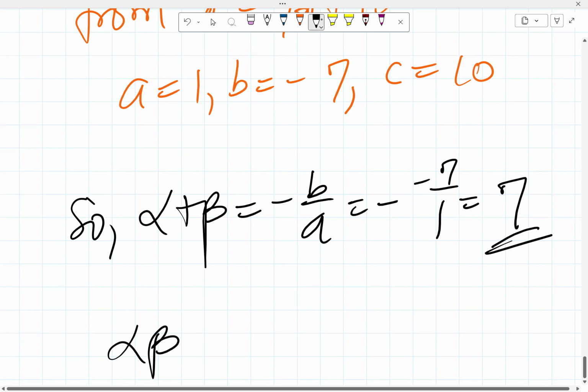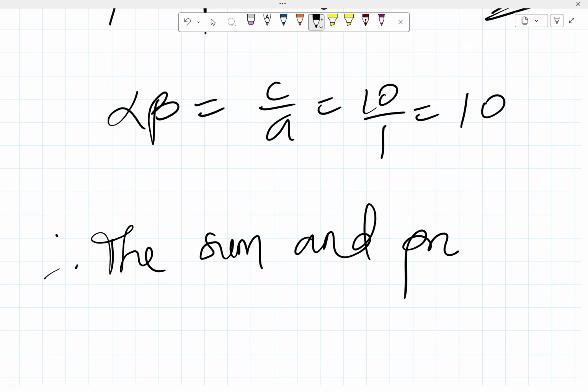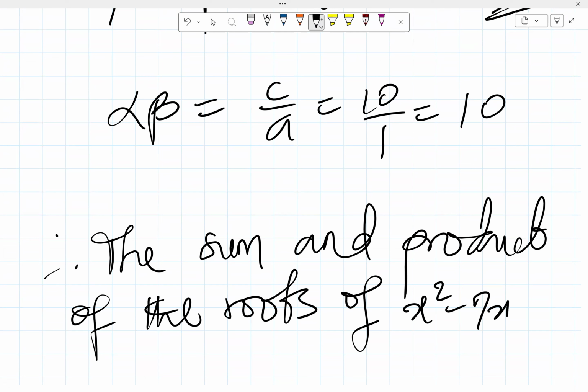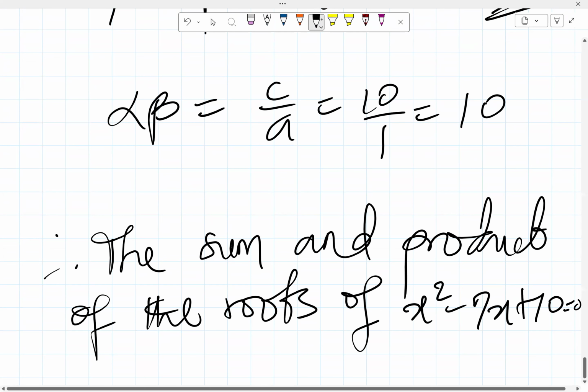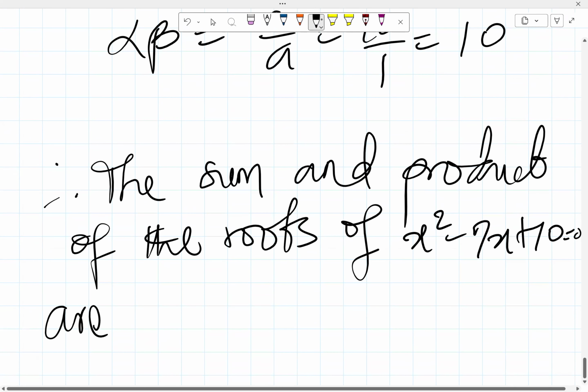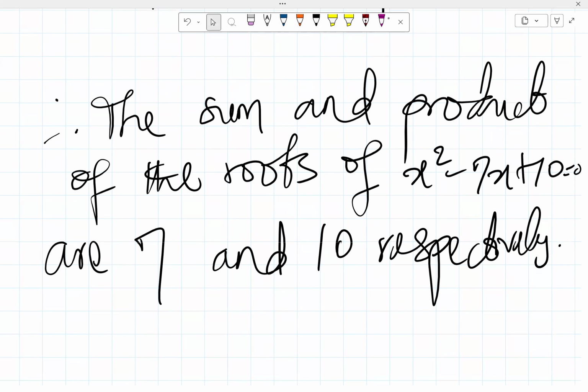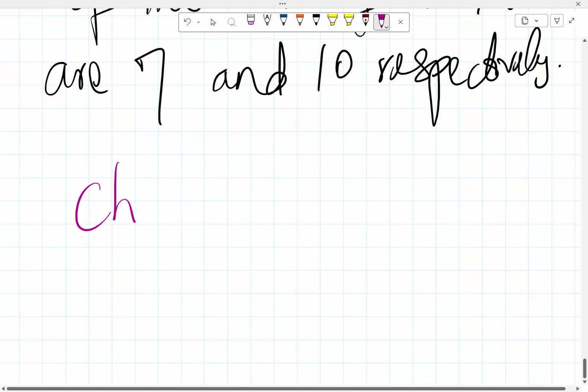Okay? So with this now, you just know that, therefore, the sum and products of the roots of x squared minus 7x plus 10 equals 0 are 7 and 10 respectively. So how are you sure this is correct? You can check. So we can do a quick check.